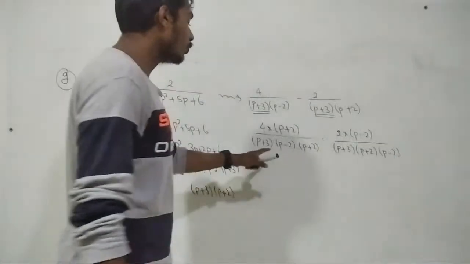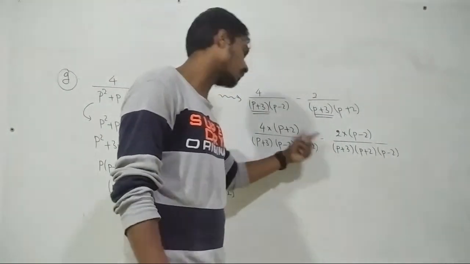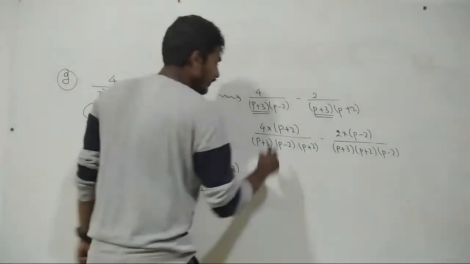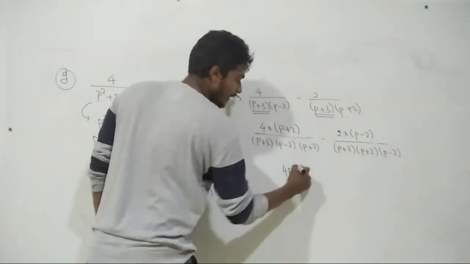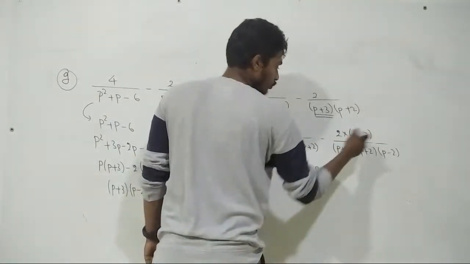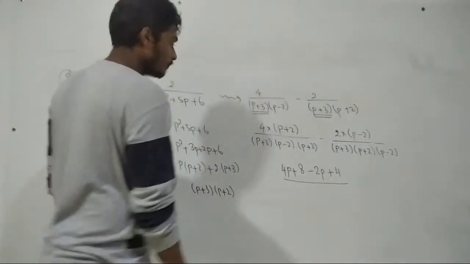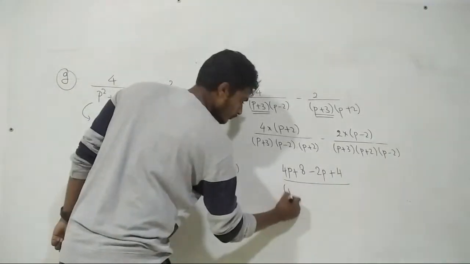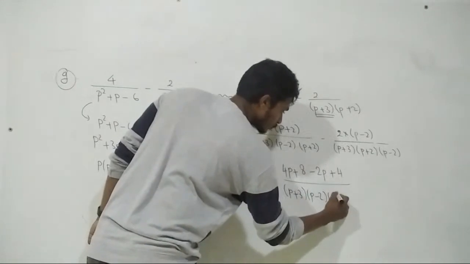So guys, now the denominator is the same for these two. So then 4 into p is going to be 4p plus 4 into 2 is going to be 8. 2 into p is going to be minus 2p. Minus 2 into minus 2 is going to be what? Plus 4 divided by p plus 3 into p minus 2 into p plus 2.